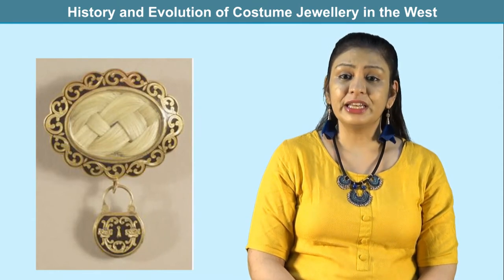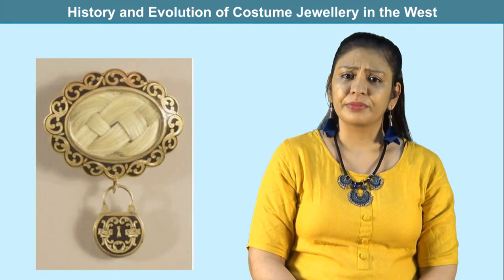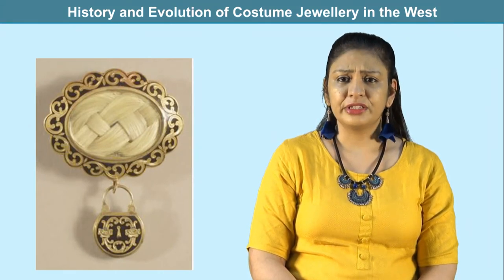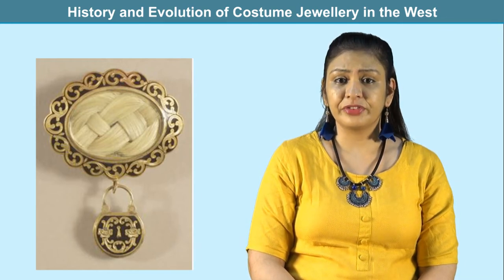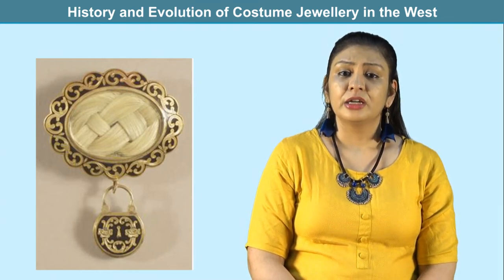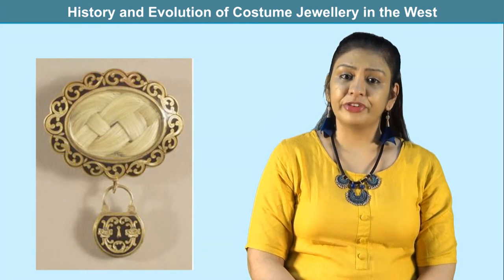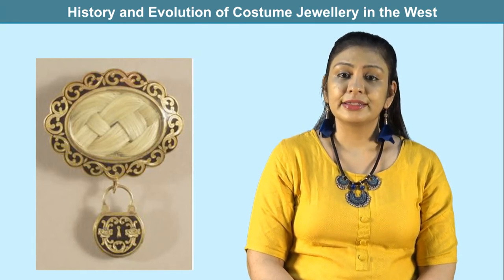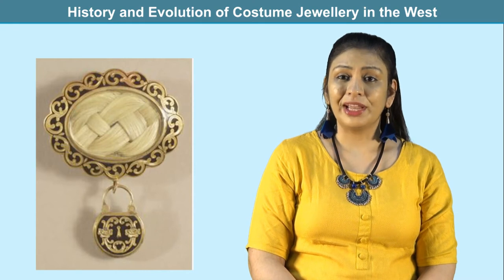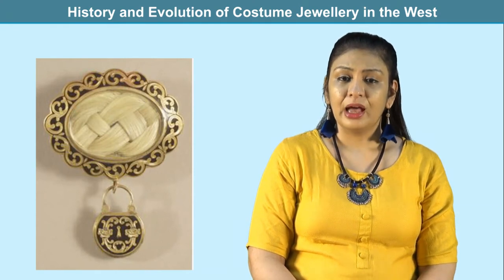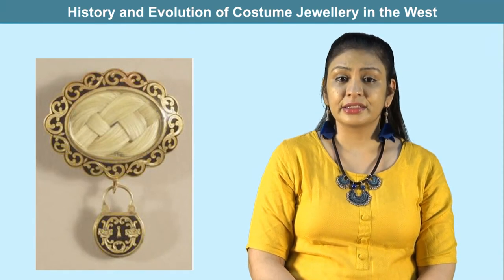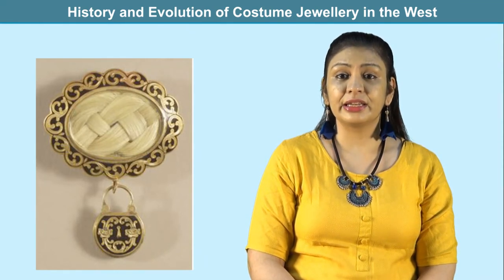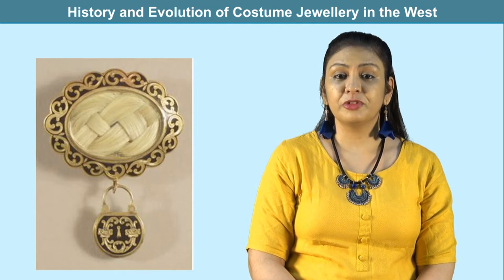All types of materials that were black were used, and a lot of them included a lock of the dead loved one's hair in the form of memorial jewelry. Due to the impact of the suffragette movement, colors like green, pink, and white became popular. And women wore delicate brooches, necklaces, and earrings in these colors, particularly in green, to support the movement.